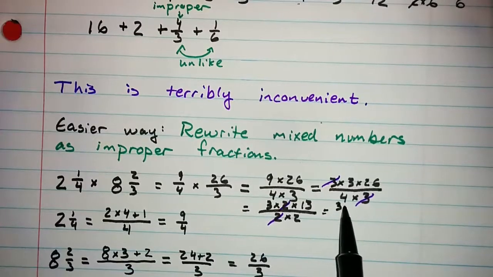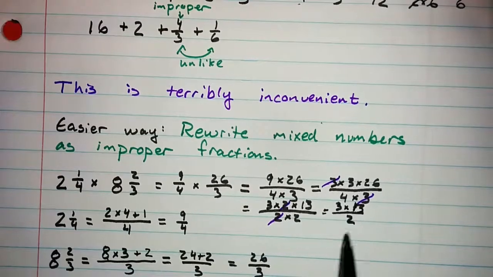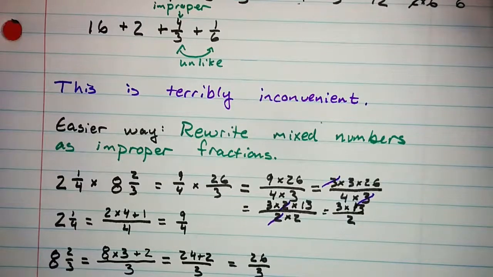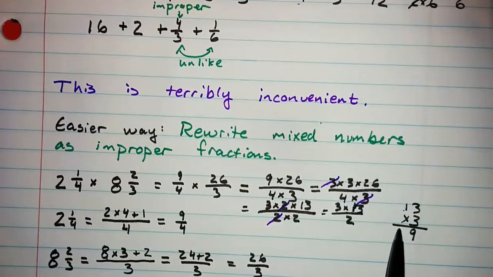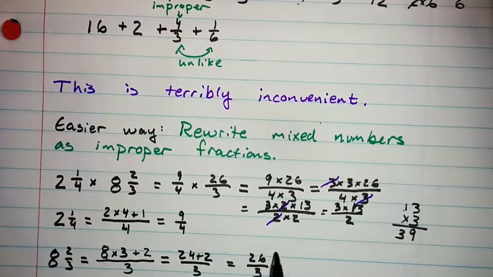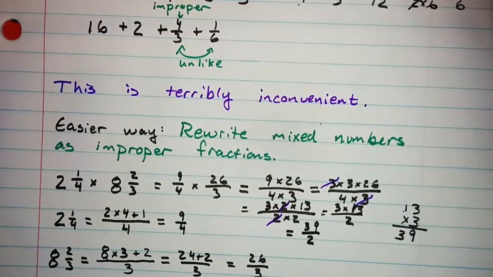So 3 times 13 over 2. Multiplying 3 times 13. 3 times 3 is 9. 3 times 1 is 3. So 39 halves.